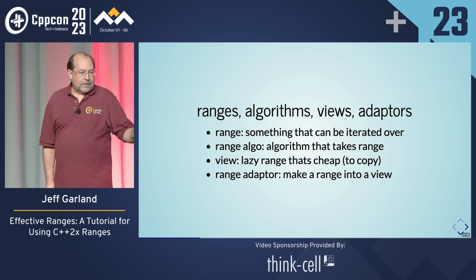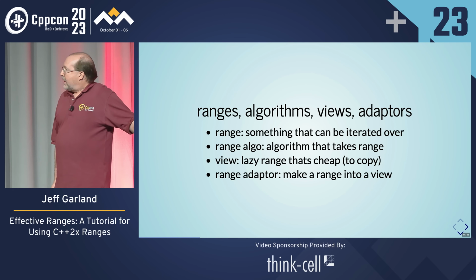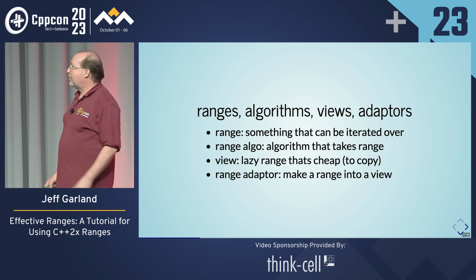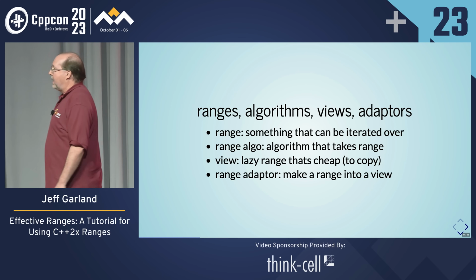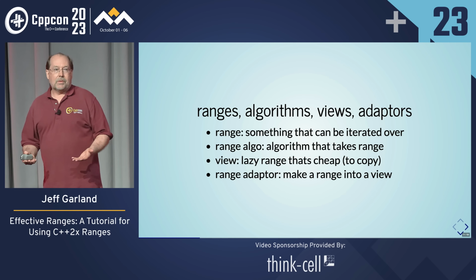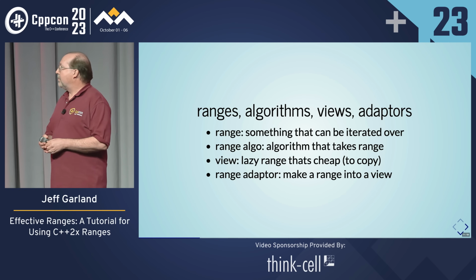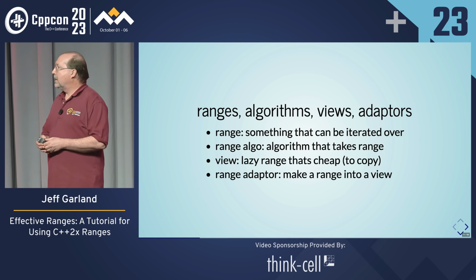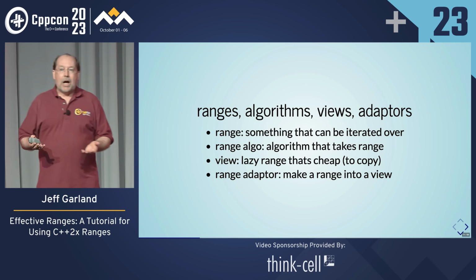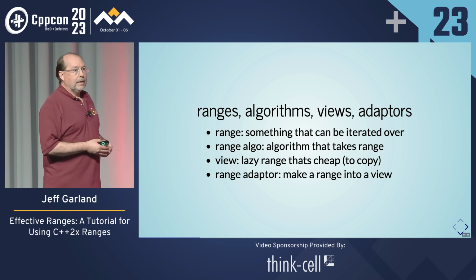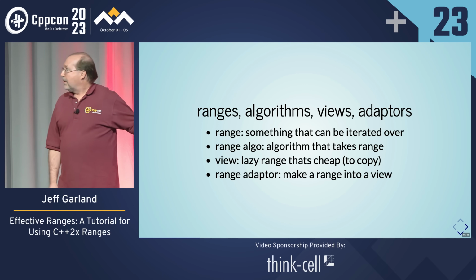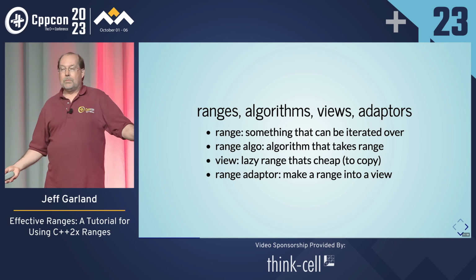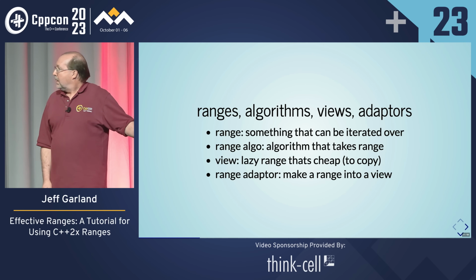Okay, range basics. 4 key terms. Range. What is a range? It's something that can be iterated over. So that's nothing surprising. This has been an idea in C++ for a very, very long time. A range algorithm, also not a new idea. It's an algorithm that takes a range as its input or its output.